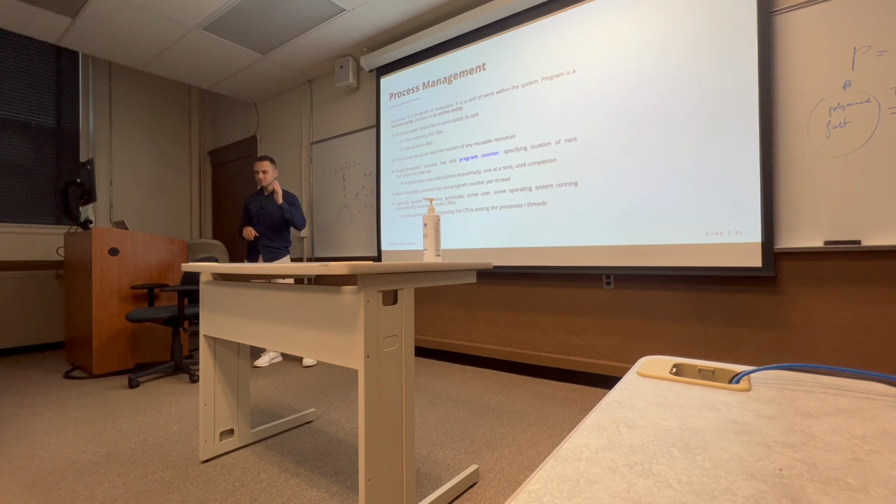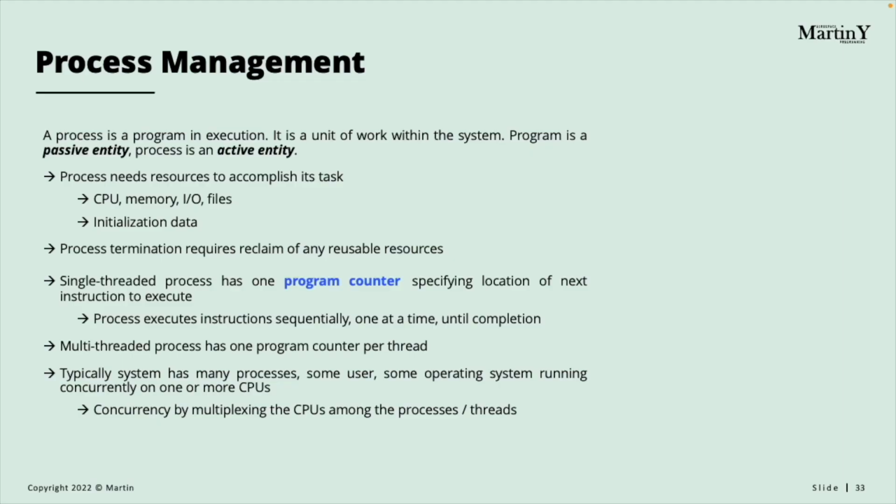A process is just a program that is currently running. A program is a set of instructions, so when you run this set of instructions in the CPU, then you have a process. This is why you can see here that a program is a passive entity. A program is something that is not running, while a process is a program that is currently running.